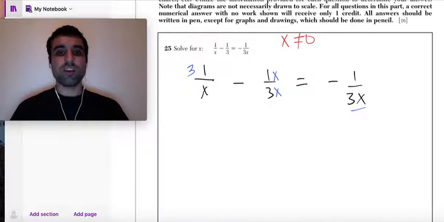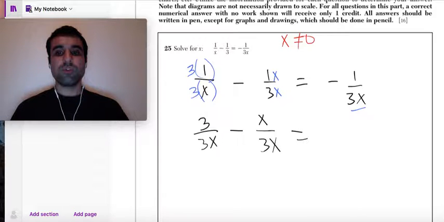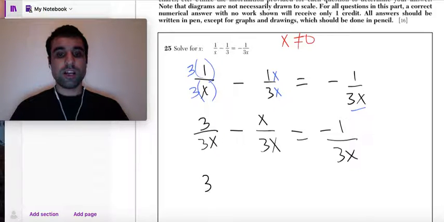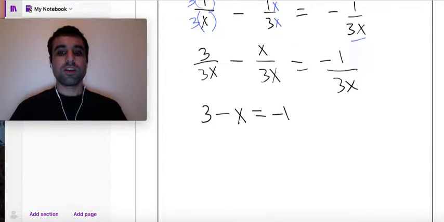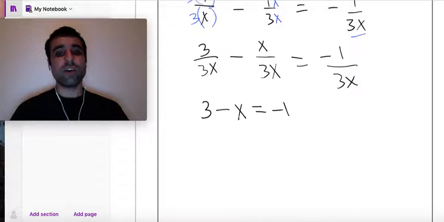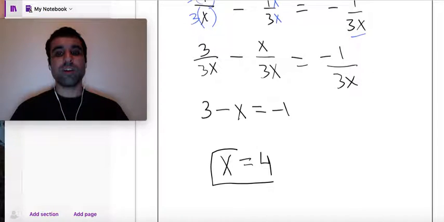If I multiply 3 on both sides and 1 over x on the top and bottom, that gives me 3x in the denominator. So if I multiply the 3 by 1, I get 3 over 3x minus 1 times x is just x over 3x equals negative 1, and I'll keep that in the numerator over 3x with all the denominators the same. Now I don't need the denominators anymore. I look at the numerators, set them equal to each other. 3 minus x equals negative 1. How much do I have to subtract from 3 to get negative 1? 4. 3 minus 3 is 0, and 3 minus 4 is negative 1.